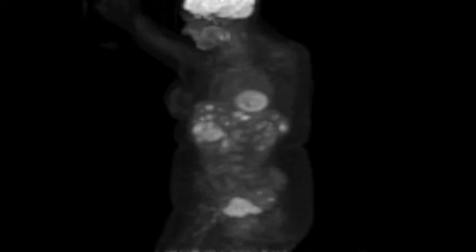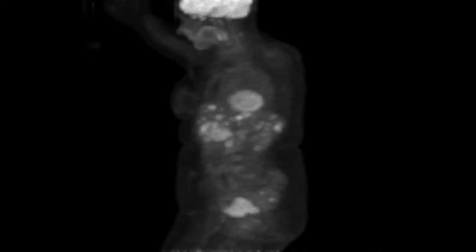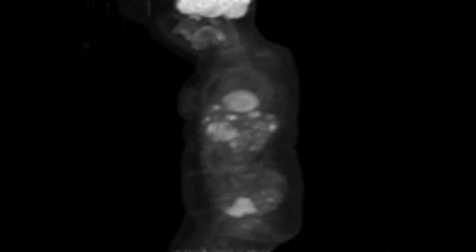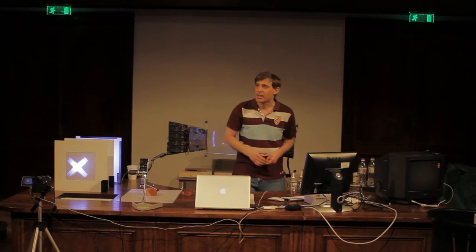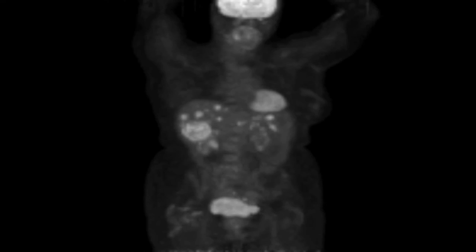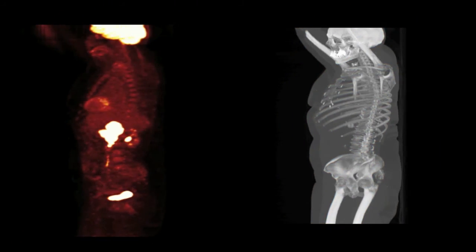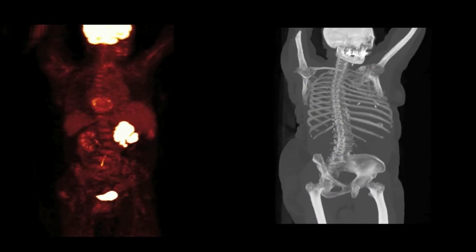And then all these other little bits, they really shouldn't be there, because the body really shouldn't be using that much sugar. And this is another way, an exquisitely sensitive way, of picking up cancer. And in this case, it's a fairly severe liver cancer. And we can pinpoint exactly where those cancers are by taking CT images at the same time and superimposing them. And therefore, we can see exactly where those cancers are.